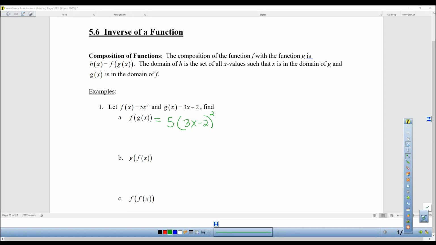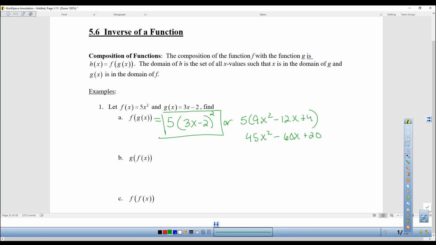This is actually a perfectly acceptable answer. If you did multiply it out, make sure you don't distribute the square. It would be 9x squared minus 12x plus 4, and then you could get 45x squared minus 60x plus 20. But I actually don't mind if you leave this answer. This is a really tidy answer, but just make sure you don't distribute the square.